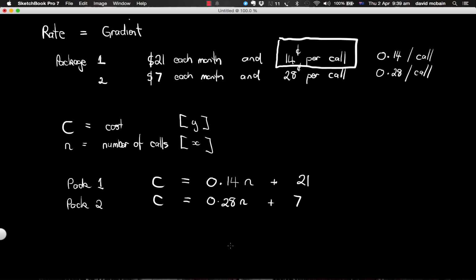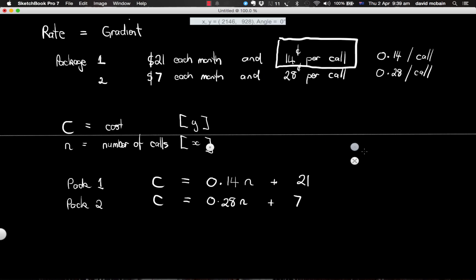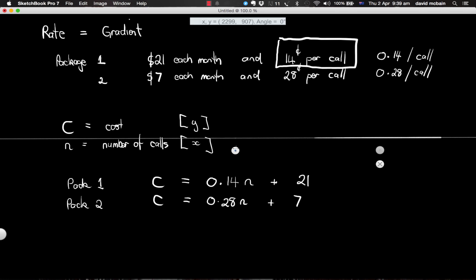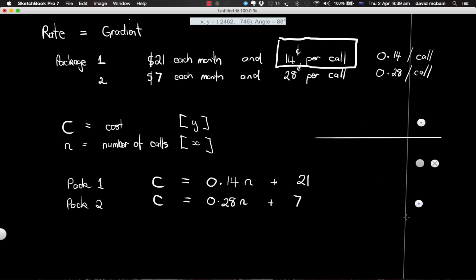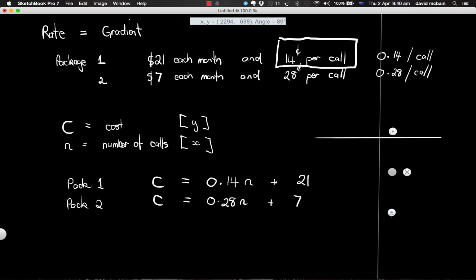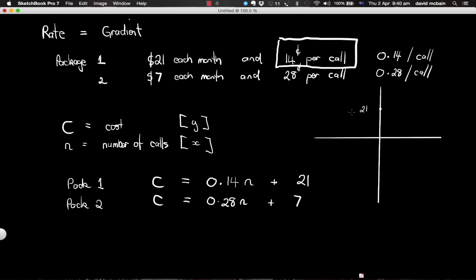So I'll draw a set of axes over here. Now, this is just a sketch. Of course, you can use your calculators here to help you. But if I now look at package 1, my intercept, the number on the end, will be 21. So I'll mark that up about there, 21. And the gradient's quite small, 0.14. Now I'm not going to actually measure it out, but it's going to be quite a low gradient, so it's going to be quite a shallow line. So something like that.